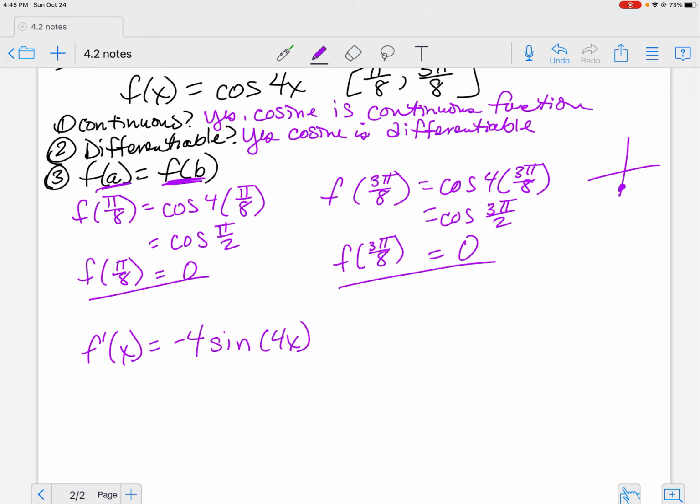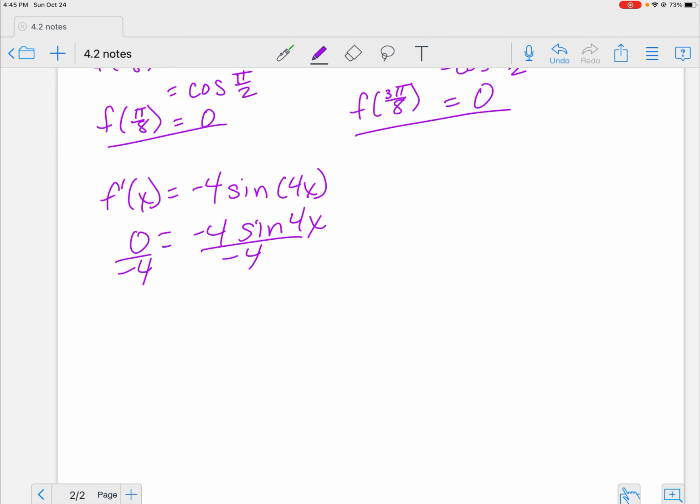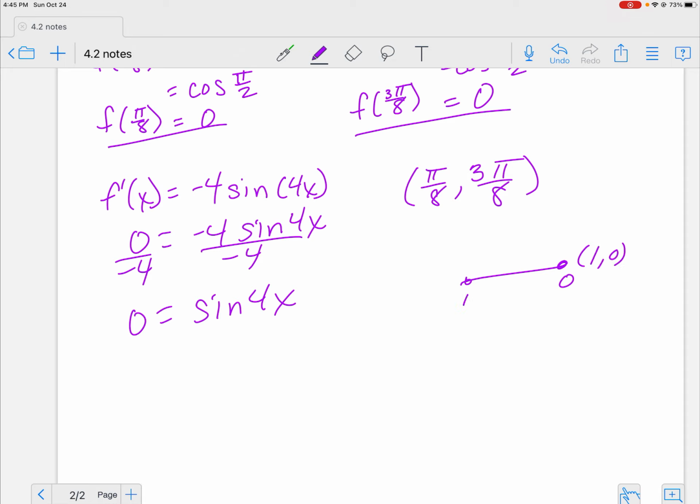Okay, so set this equal to 0. Negative 4 sine of 4x, divide both sides by negative 4. Scoot this up a little bit here. 0 is equal to the sine of 4x. Now here's the question. I am bound by the interval of pi over 8 to 3 pi over 8, and remember, it's open. We talked about that last time. And I want to say what is in there. Where is sine going to give me a 0? Yes. Over here at 0 because my point's 1, 0. And back here at pi because my point is negative 1, 0.